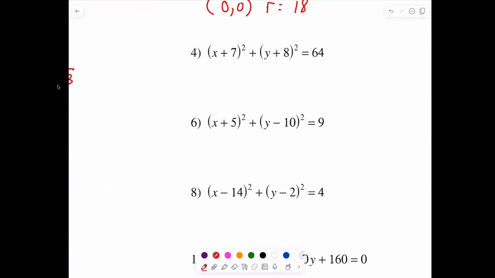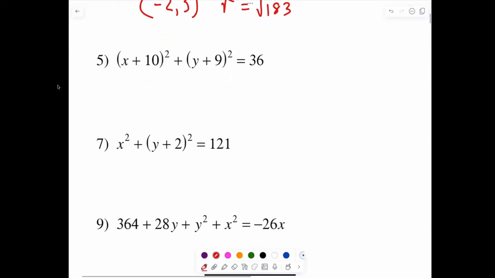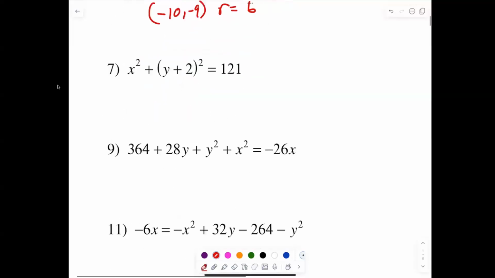Number 4. If we were looking at this, the center would be what? And the radius is, I told you. Number 5, with a radius of 7. Number 7, center 0, negative 2, radius is equal to 11.